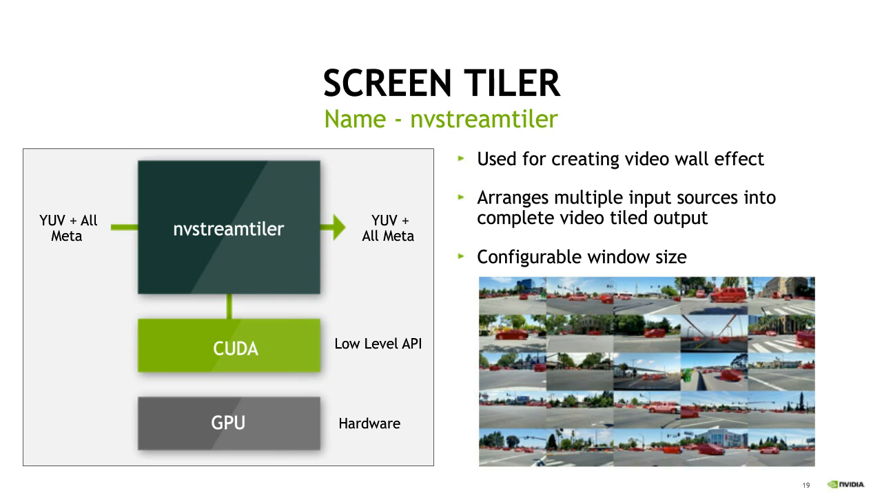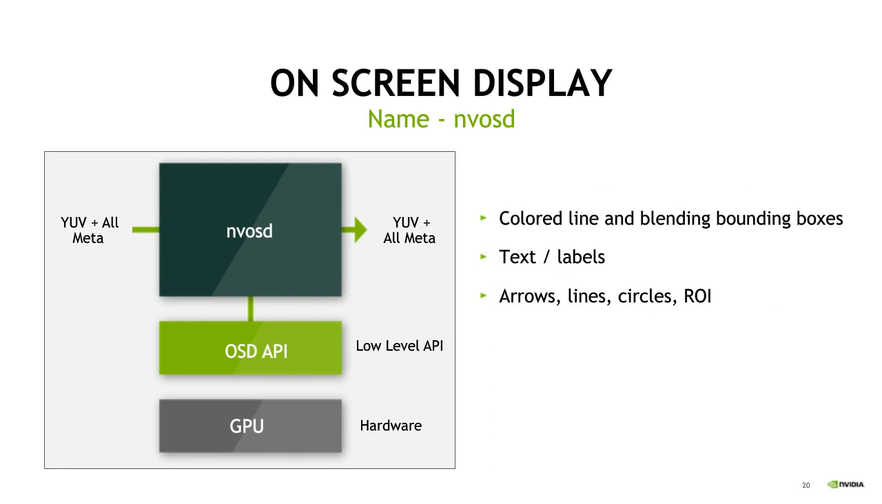The last plugin I'll cover is for the on-screen display. This allows you to draw lines, bounding boxes, text labels, and other objects on top of the video to help visualize the metadata that's being generated. The YUV and metadata is again preserved through the plugin.